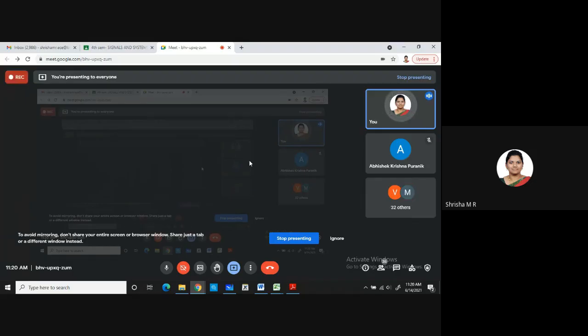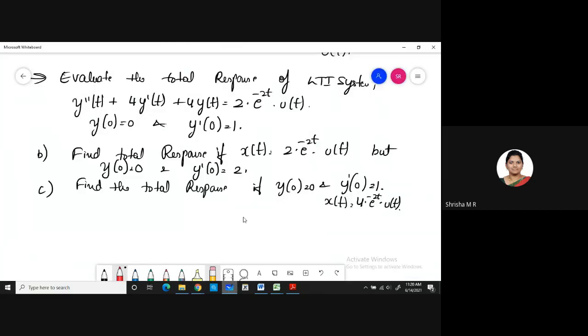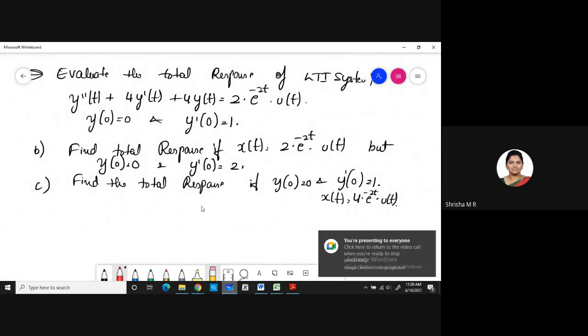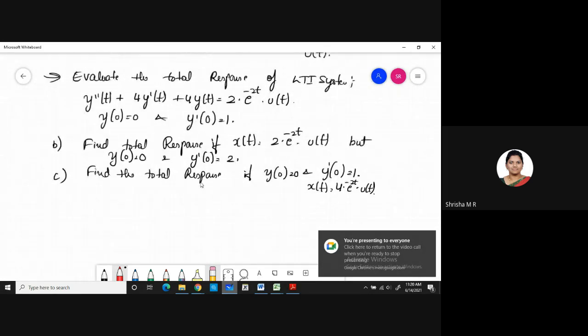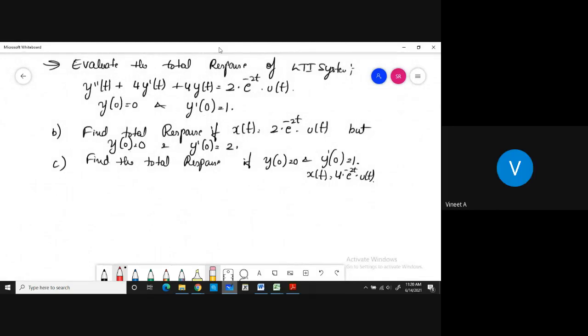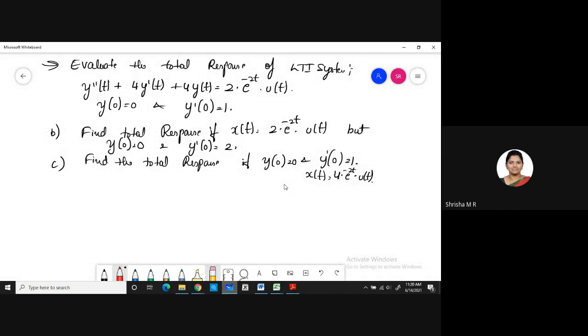Did you try solving the problem which I gave you in last class? Are you able to view the screen, everyone? Yes, ma'am. Did you try this problem? Did you guys try this problem? Yes or no? Did you try or not? You didn't try? Okay, we'll try solving this problem.